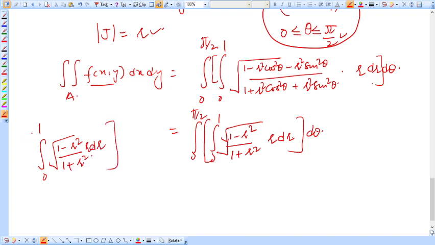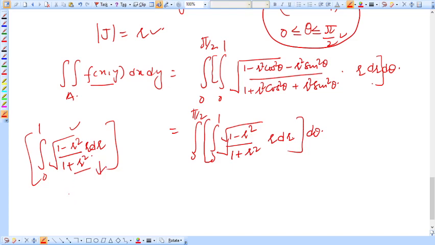You can easily figure out that it is pretty obvious from here that it is independent of theta, so you can also write this d theta here. Inside, whatever is there is independent of theta. Anyway, we want to solve this integral first.